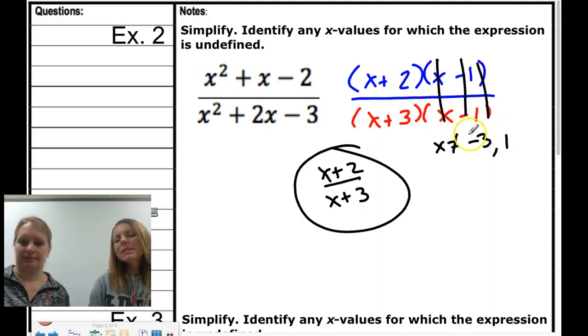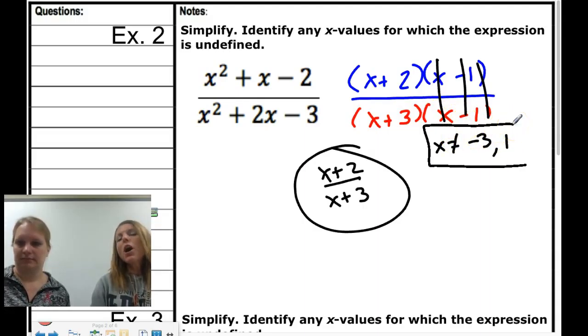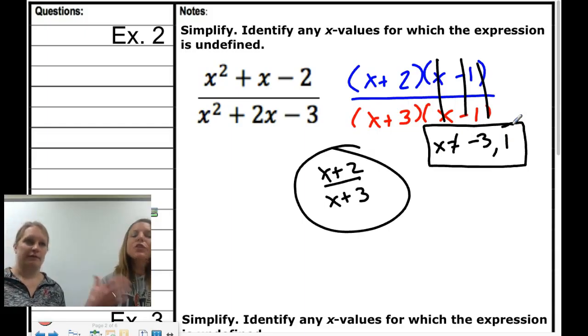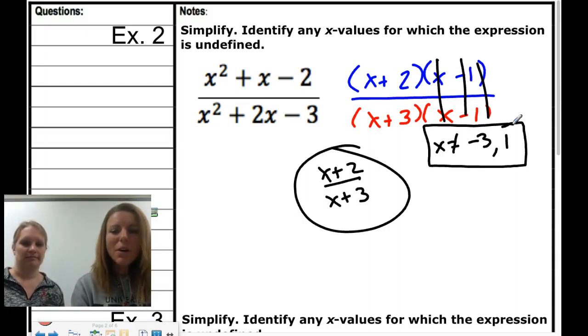So basically the x values we're coming up with are the x values that could make the denominator 0, before we simplify. And if you're ever confused how we found that, set x plus 3 equal to 0. You're going to get x is negative 3. Got it.